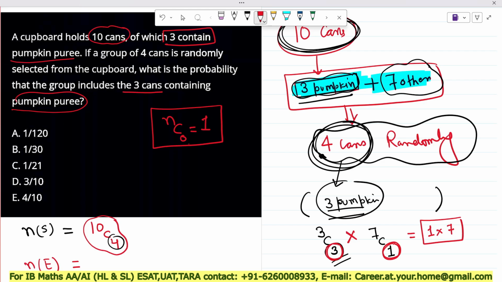So NC0 is 1. You are selecting nothing. That's also a way, isn't it? Next, NC1 is N. You know this.